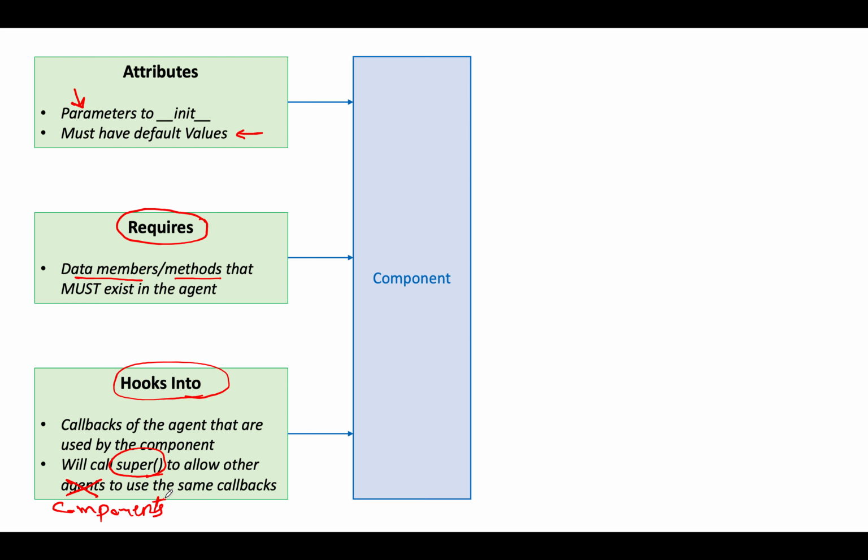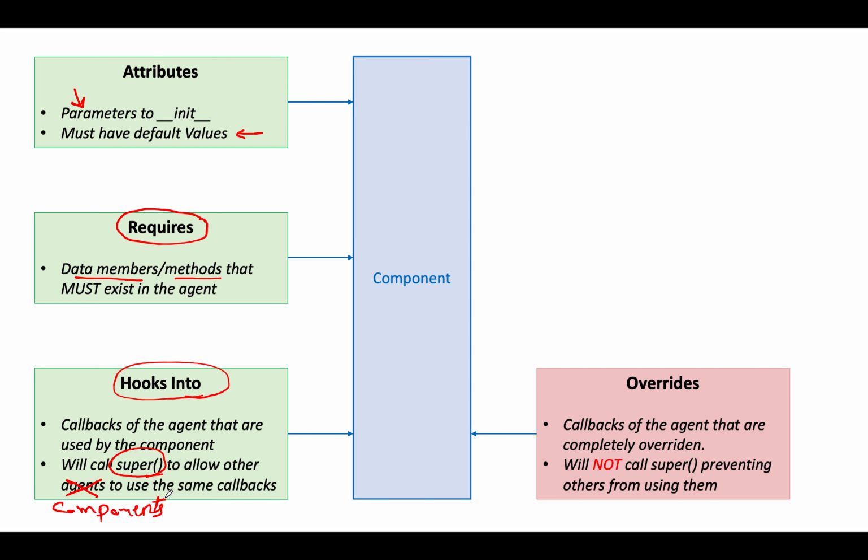The other thing is that agents can override callbacks. By overriding a callback, it just does something, then it does not call super. In the description of every component in the system, we distinguish between these possibilities clearly. So when a component hooks into a callback, this callback is listed in the hooks into section, and when it's overriding it, it's listed in the overrides section.